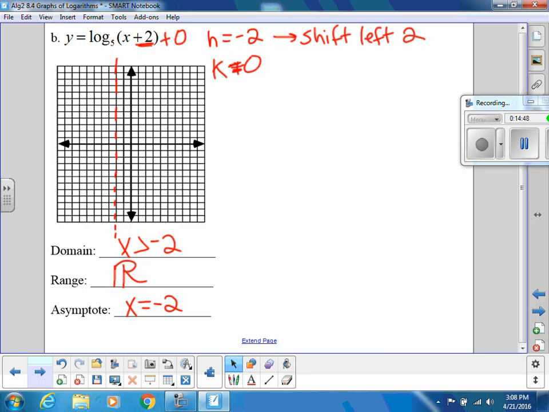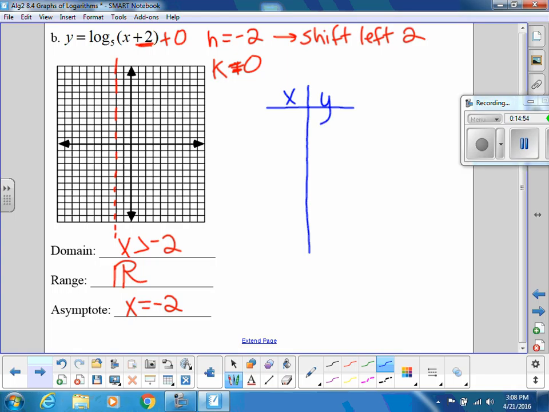Okay, so now when I make my xy table, I can pick anything that's greater than -2. What could I do that would be nice and easy? Like -1. I could do 0. I could do 1 and 2. All right. These numbers aren't going to give me really nice numbers. Remember how last time I was doing really nice numbers? But that's okay. We can still plug them in.